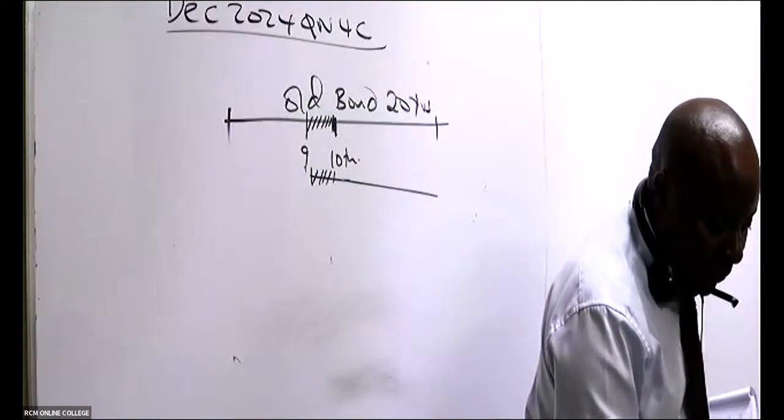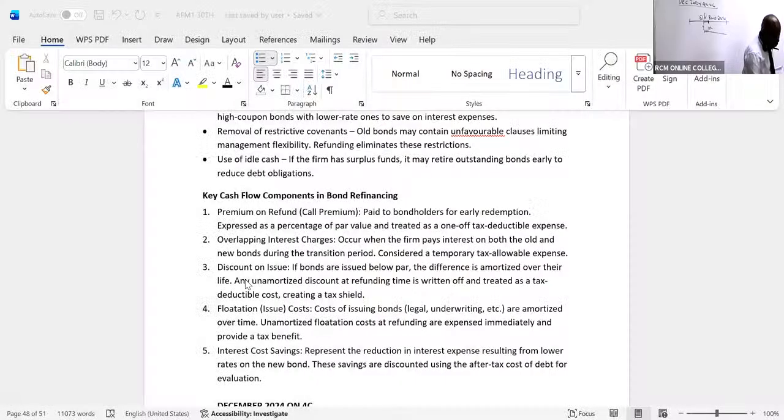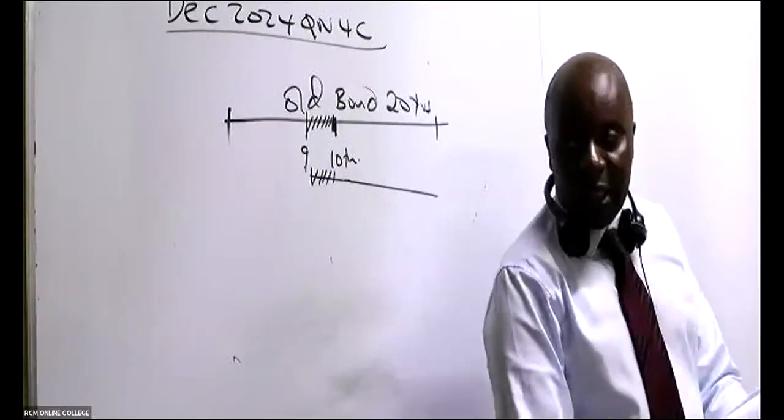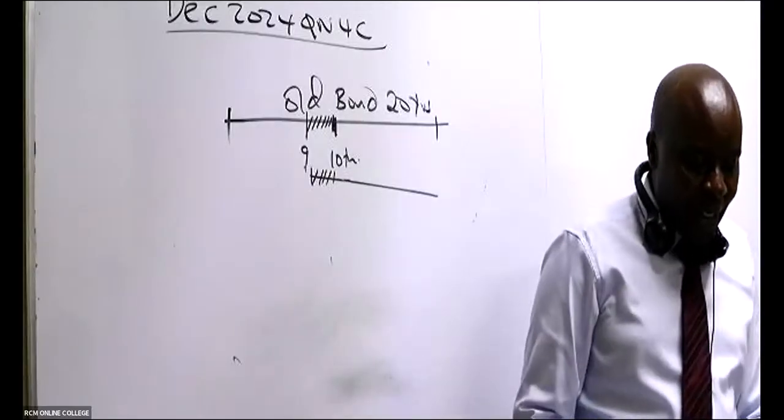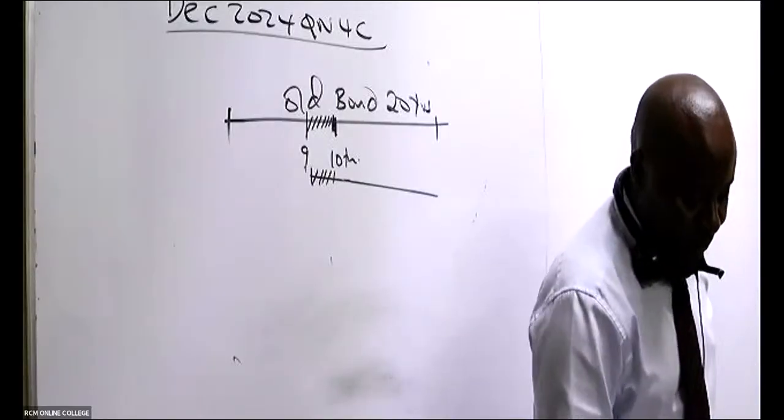And then, ladies and gentlemen, we have what we call discount on issue. Every time you are selling bonds, you must give out discounts. Every time you are selling bonds, there will be flotation costs. And then, of course, you shall be saving interest between the two bonds. So then let's go to December 2024, question number 4. Once you get that question, are you able to say yes?